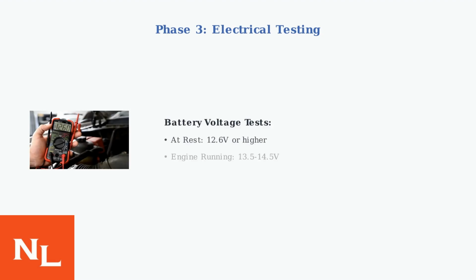The third phase involves electrical system testing. Test battery voltage. It should read 12.6 volts or higher at rest. With the engine running, alternator output should be between 13.5 and 14.5 volts.